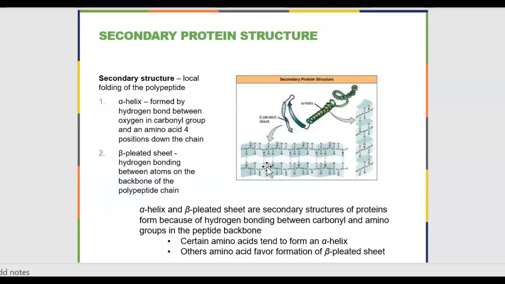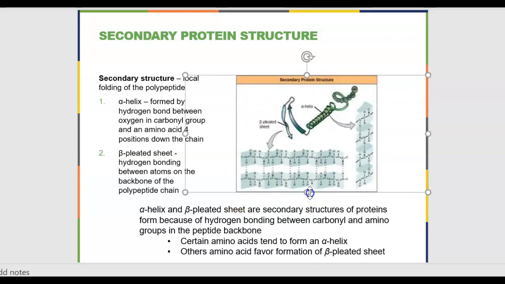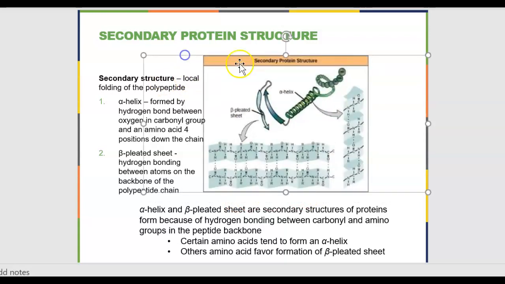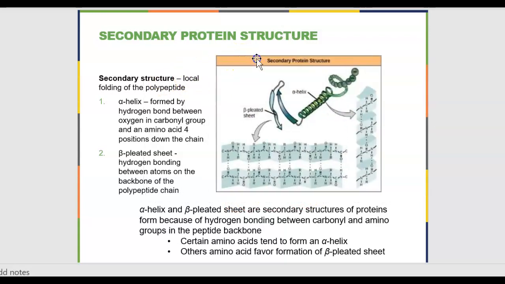The secondary protein structure involves hydrogen bonds. Hydrogen bonds that will form once the primary structure has been made. So wherever hydrogen bonds can happen, you're going to see them. I'll try to make this a little bigger. This is really ridiculously small. See if we can make it big enough that we can see it without blocking everything. So I'm going to move this over a bit.